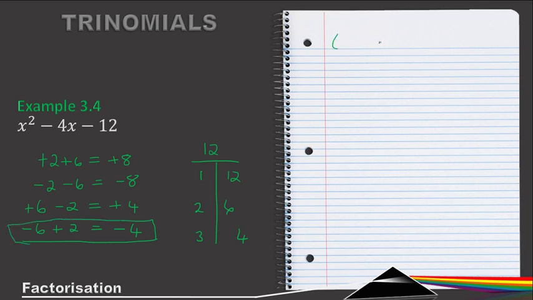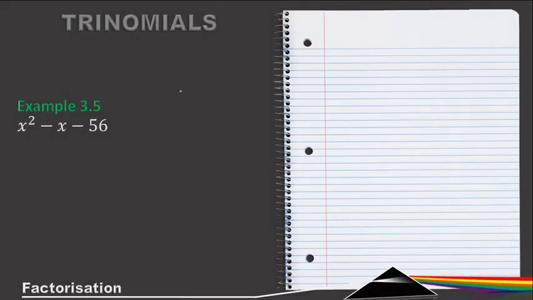And then I just open my two brackets and I have an x over here and an x over here. And then I have minus 6 and plus 2, exactly as they are here. And like I mentioned before, you can also write it as x plus 2 and x minus 6. The order of the brackets doesn't matter.